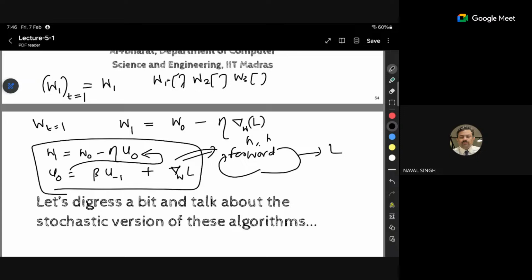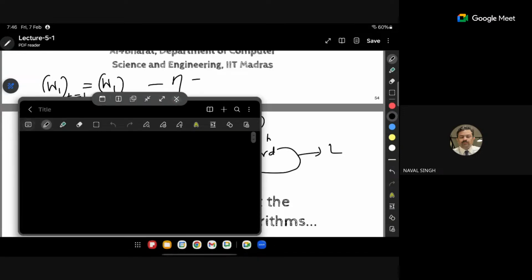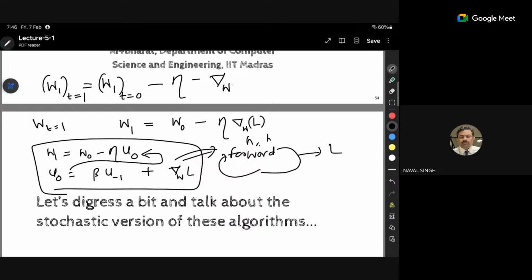Then I have to update W1, which was from T equal to 0, and from that I have to subtract the learning rate times the gradient of this. Gradient of W. So here I'll use W1, this is the matrix one, with respect to L. That's what I have to do.